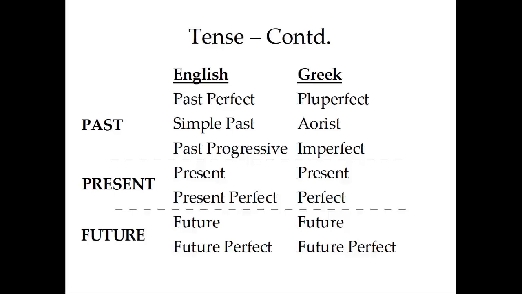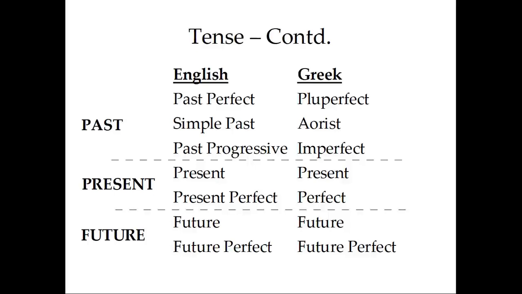So these are the basic list of all of the tenses in both English and Greek. You may not be familiar with all of these terms, even for the tenses in English: past perfect, simple past, past progressive, present, present perfect, future, future perfect. In reality, there are lots of different names that each of these tenses could be called. And there are some differences between the terminology I'm going to use for English tenses and the terminology I'm going to use for Greek tenses.